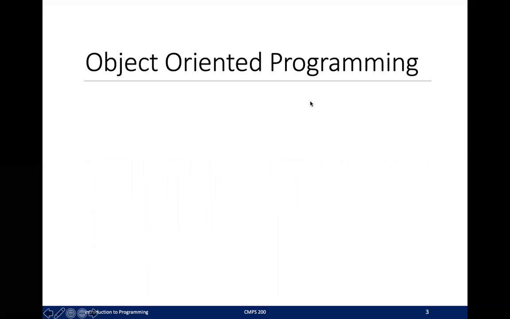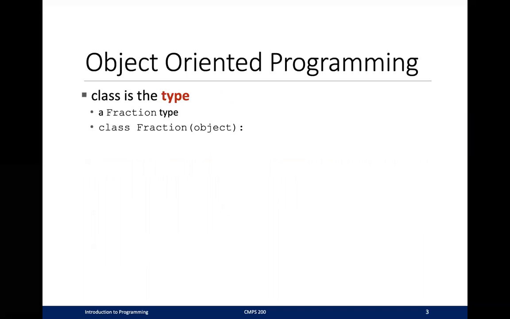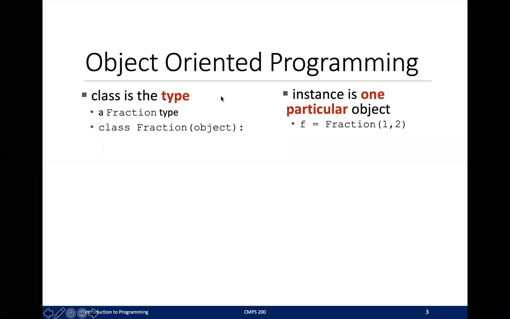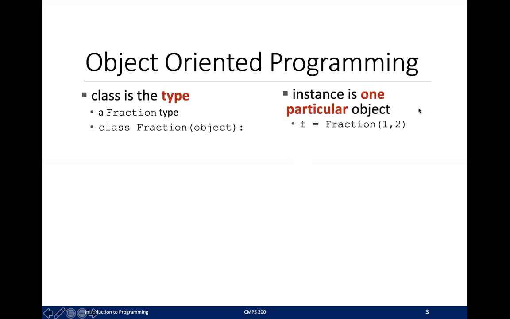Let's be concrete. Let's look at a particular example. The class is the type. So when I say a class fraction, this means I'm creating this new type called fraction. So this is really how I define this new type. An instance is one particular object. So when I say f equal fraction of 1 and 2, because the fraction has two data attributes, the numerator and the denominator, this is an instance. This is the type, this is an instance.